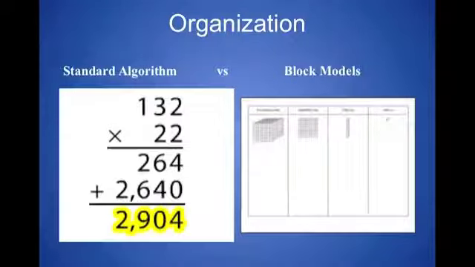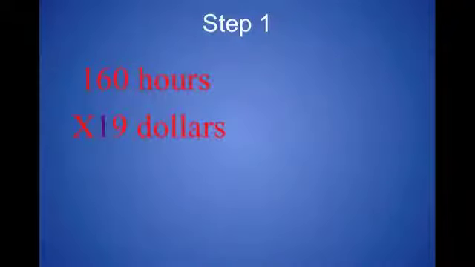So the way we organize this is very important, and it's a lot easier than using an organization method like the block model or expanded algorithm. It's also standardized across the world, so most students in Mexico and in other parts of the Americas are using the same algorithm to do their multiple digit multiplication. So in a month there's approximately 160 hours, and the person in the example we use makes approximately $19 per hour. So we multiply 160 times 19.